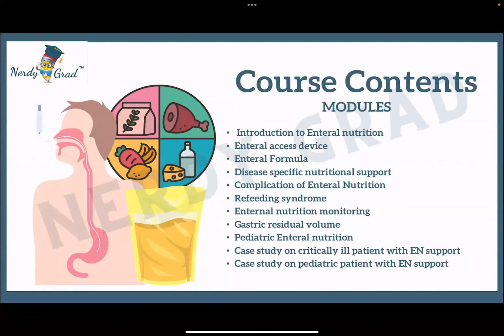So the course content, the modules are: introduction to enteral nutrition, enteral access devices, enteral formula, disease-specific nutritional support, complications of enteral nutrition, refeeding syndrome, and enteral nutrition monitoring, gastric residual volume, pediatric enteral nutrition, and case studies on a critically ill patient with EN support and a pediatric patient with EN support.